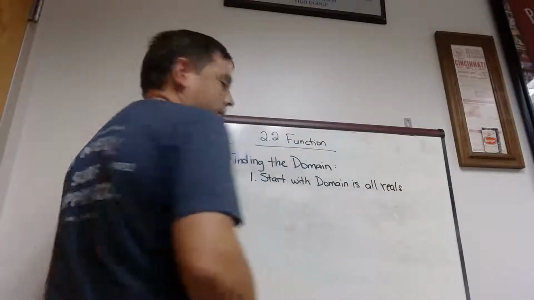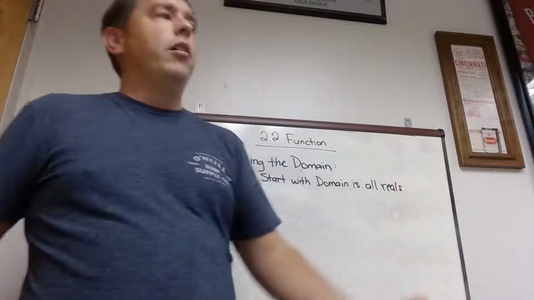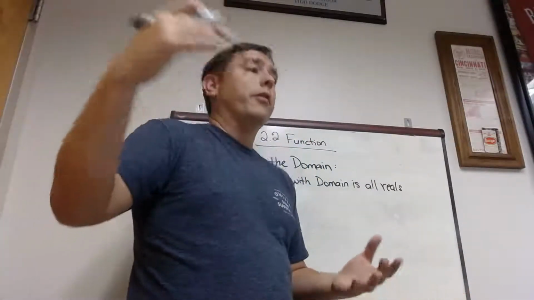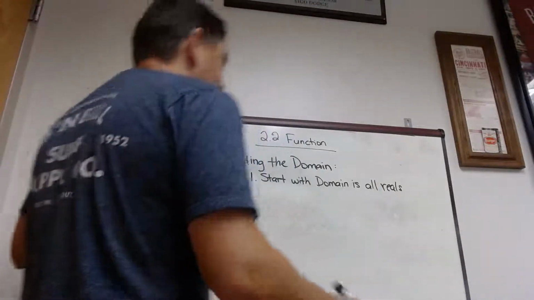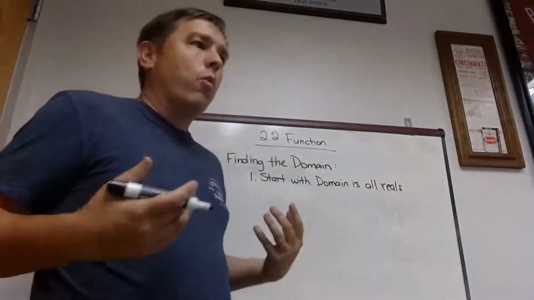All right, so this is a large set. This is every single number you can think of from negative infinity to positive infinity. This includes -5, 0, 1. It includes pi. It includes the square root of 2. All of those are real numbers. Start with the domain being all real numbers. And then what we do is we start taking out things that don't work.